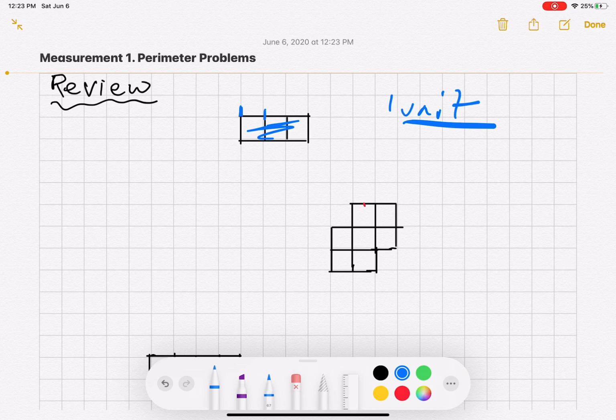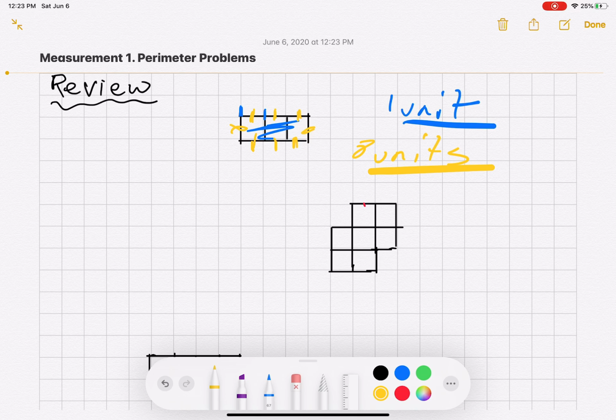And here I'm just going to call this a unit. Okay, so if I'm measuring around the outside, I'm just going to count each segment. So that's 1, 2, 3, 4, 5, 6, 7, 8. So this is 8 units. And it's important that you name the units, and we'll get into that a little bit later.